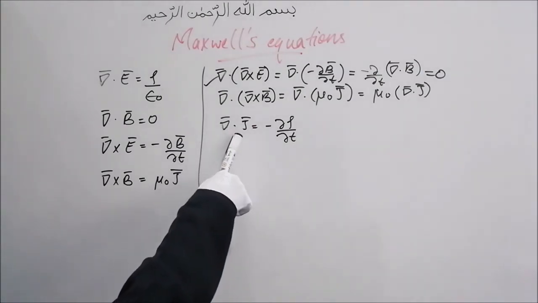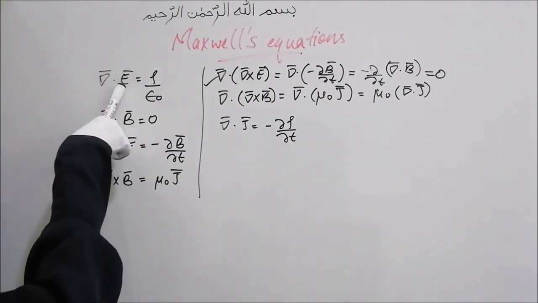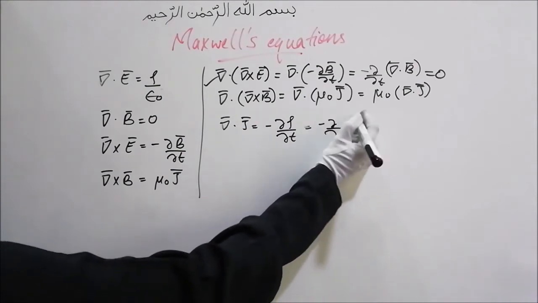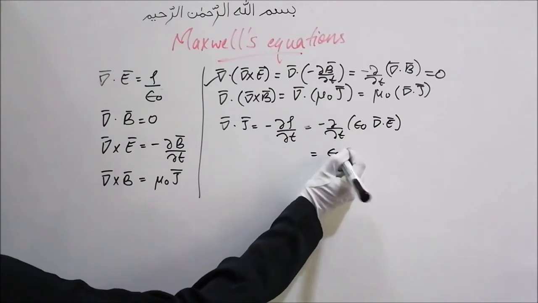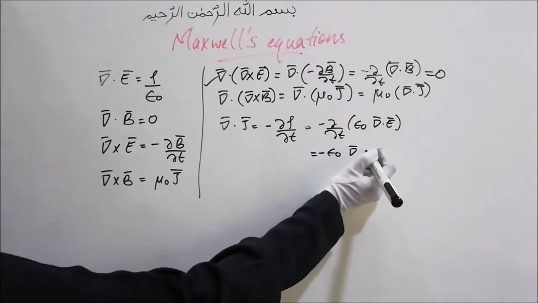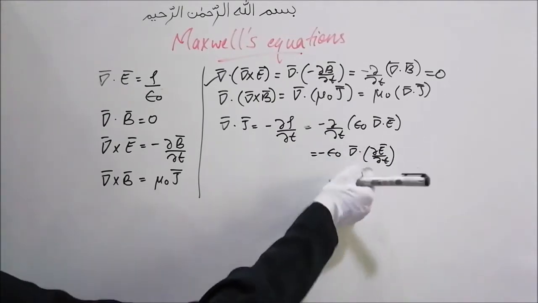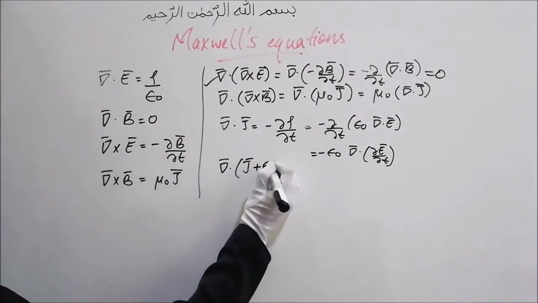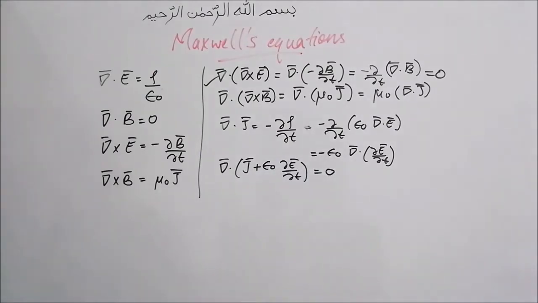So we have del bar dot J bar is equal to minus del rho by del T, and rho here is what? Del dot E times epsilon. So this can be minus del by del T epsilon naught del bar dot E bar. So epsilon naught can come out and we will have minus also outside, and we can take del bar also outside, so we will have dot del E bar by del T. Take this term on this side, we will have del bar dot J bar plus epsilon naught del E bar by del T, and this is equal to 0.